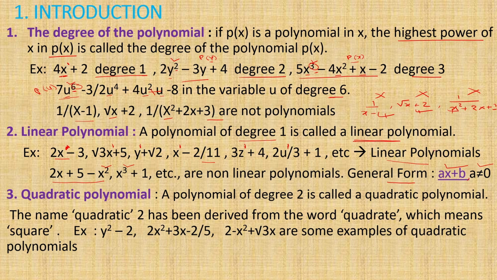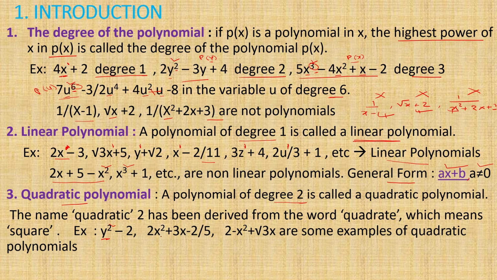Next, what is the second type of polynomial? That is the quadratic polynomial. A polynomial of degree 2 is called a quadratic polynomial. What is the degree of a quadratic polynomial? Degree 2. For a linear polynomial, degree 1; for a quadratic polynomial, degree 2. If you consider these polynomials, here y square minus 2, what is the highest power? 2. So it is degree 2.